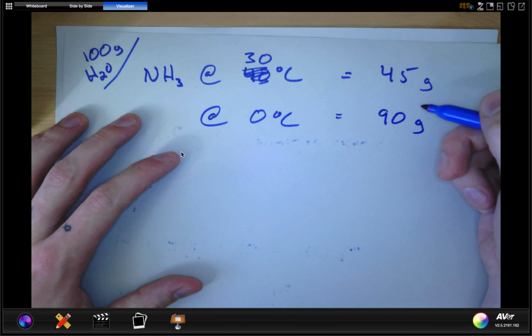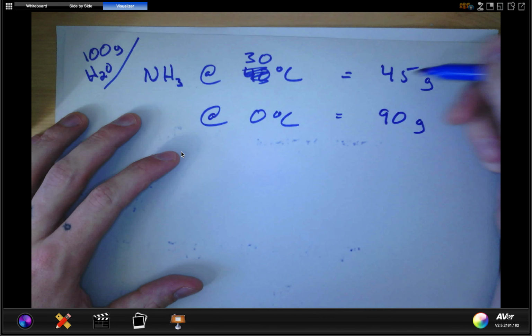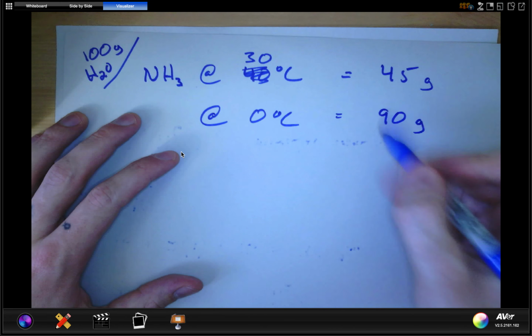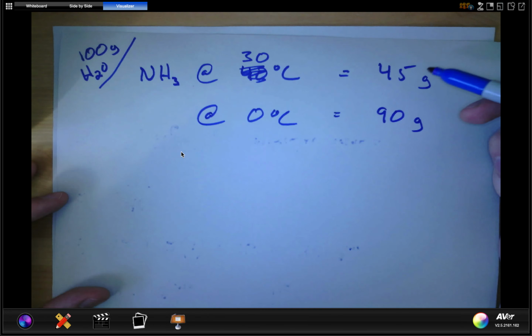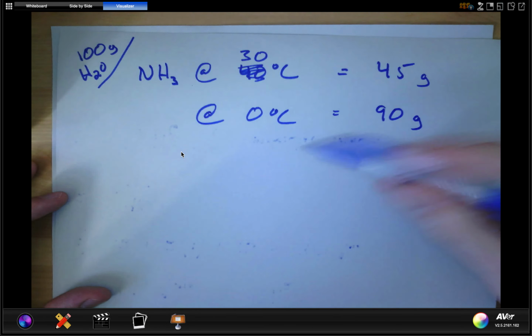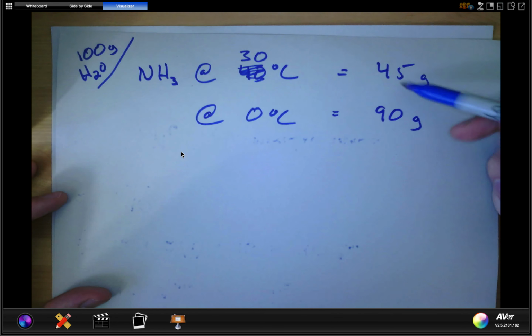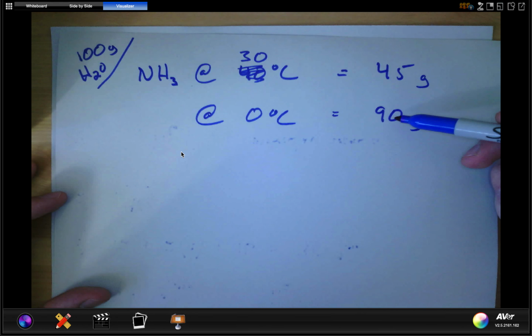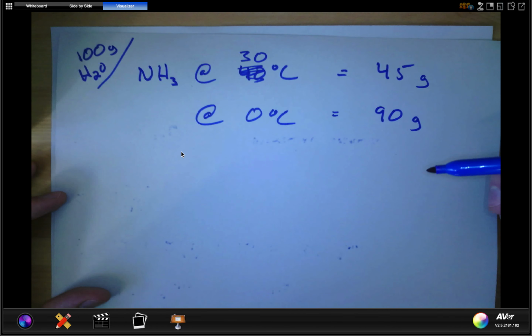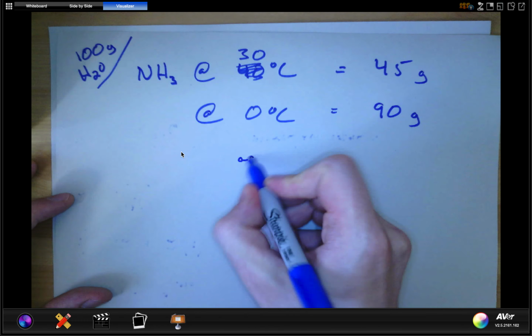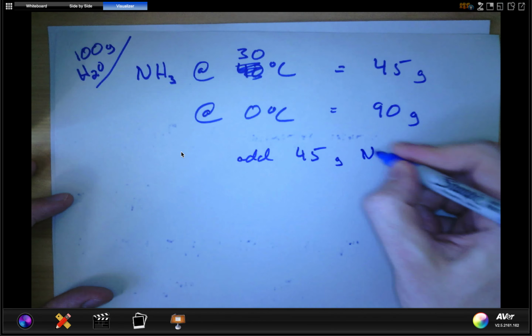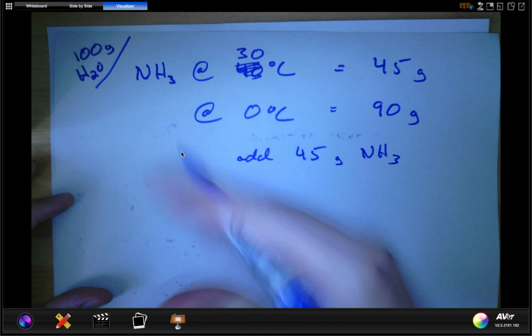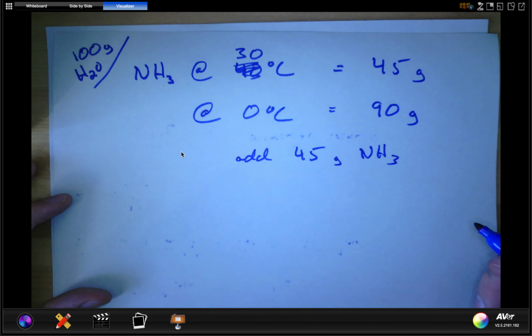So the question was asking how much more additional, so the answer is not 90, right? That's the total amount. How much more additional NH3 will I have to add? So I have 45, I want to get to 90. Well, that's another 45. So I'd have to add 45 grams of NH3 to resaturate the solution.